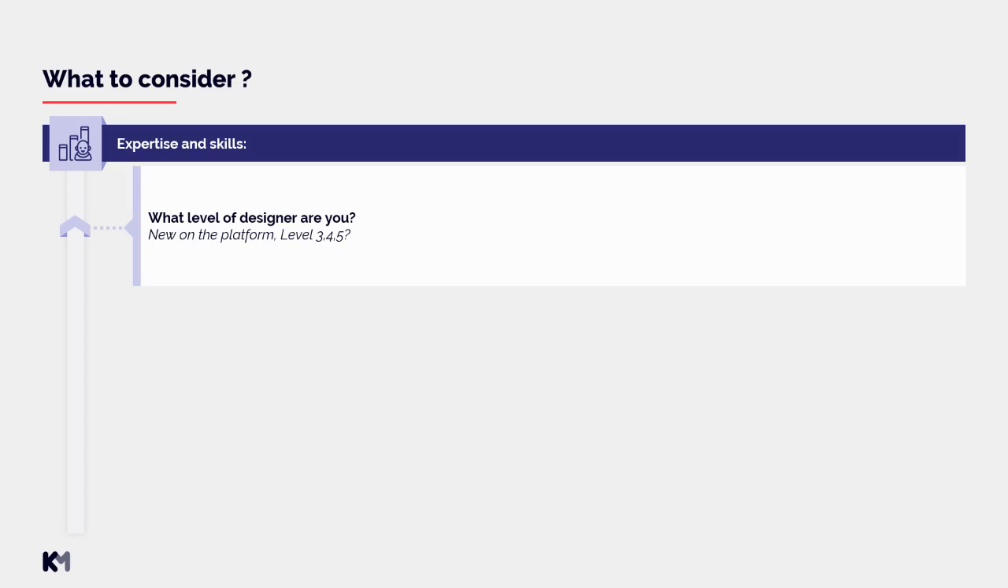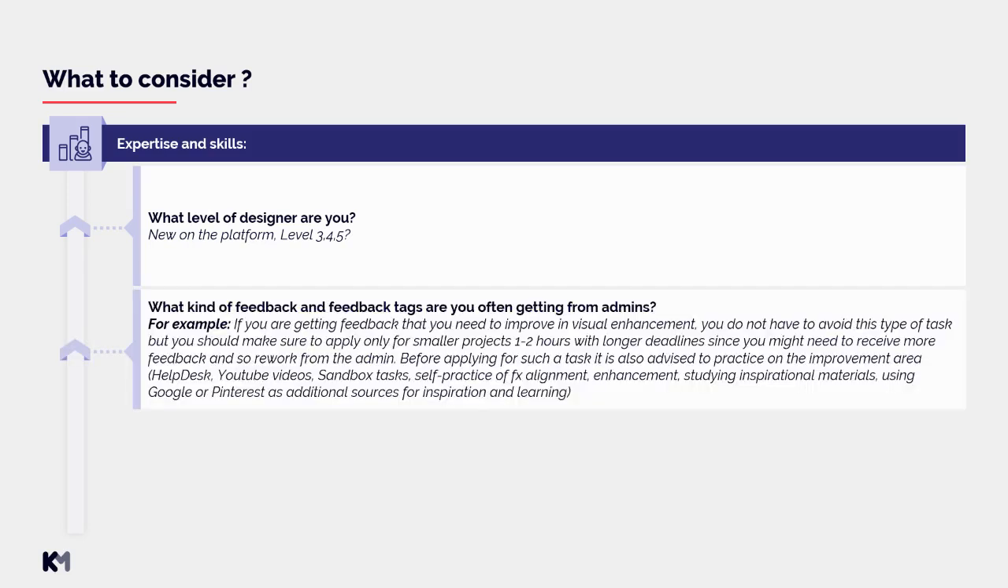Generally, if you are newer on the platform, you want to apply for easier projects that are not too long, and then you want to build your way up to more advanced projects. As the next thing, you should consider what kind of feedback and feedback texts you are often getting from admins. For example, if you are getting feedback that you need to improve in visual enhancement, you do not have to avoid this type of task, but you should make sure to apply only for smaller projects, 1 to 2 hours, with longer deadlines, since you might need to receive more feedback and so rework from the admin.